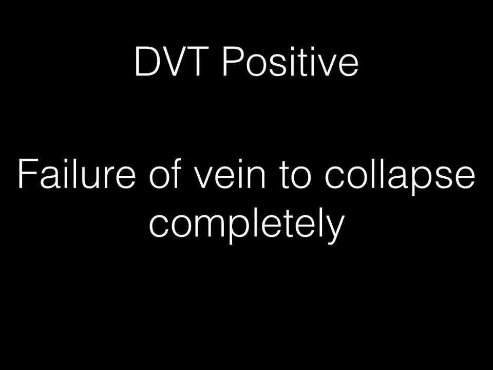Now in terms of a positive DVT study, really what we're looking for is failure of the vein to collapse completely. If you are putting so much pressure that you're starting to distort the artery, you've put enough pressure, and if that vein isn't collapsing, then be very suspicious that there's clot there. It's not about seeing if there's something echogenic, it's really about making sure that you can collapse that vein 100%.